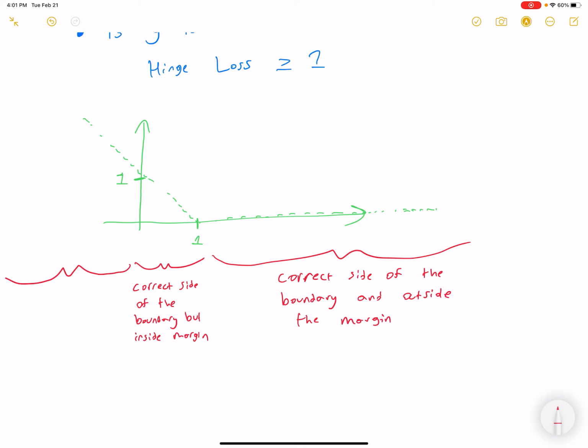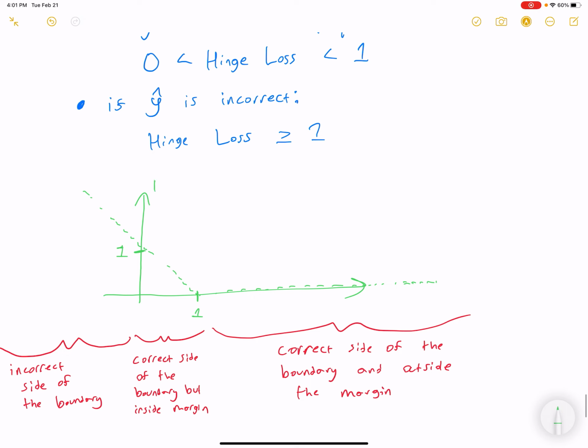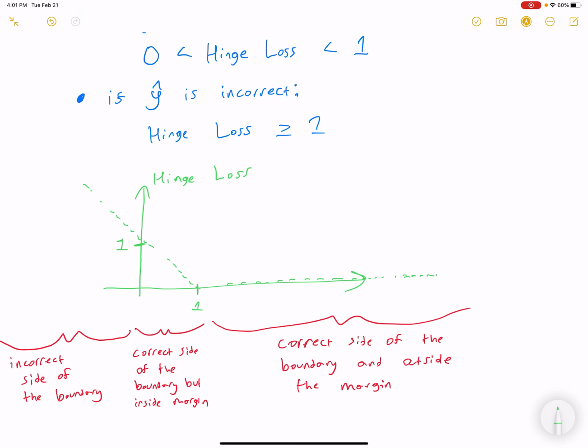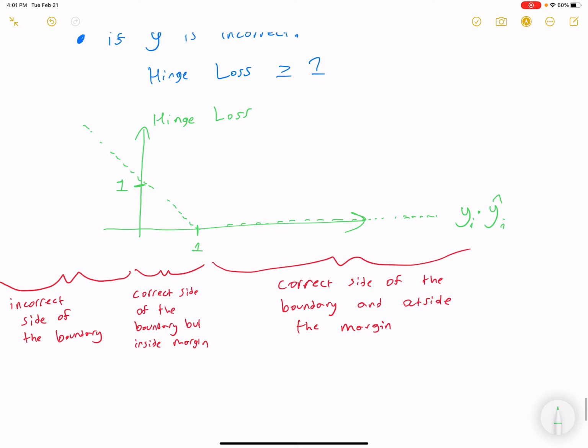And if we're out here, we're in a really bad situation because we're on the incorrect side of the boundary. Let me just give this a label. We should never draw plots without labels. So the x-axis here is going to be the multiplication of yi with y hat sub i. Any questions?